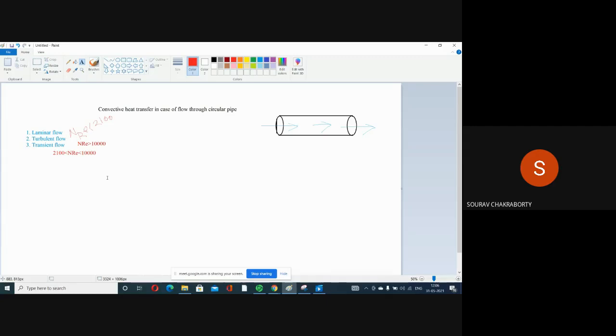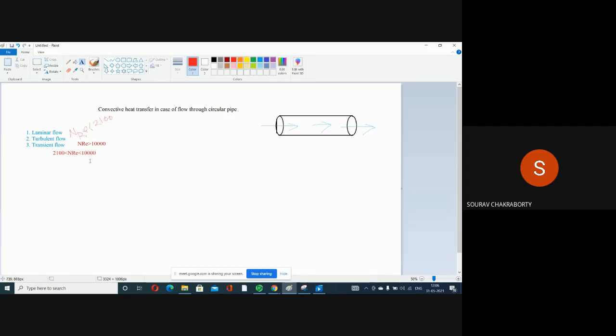So these three types of flow we know. If the fluid is flowing through a circular pipe, from fluid mechanics also you have seen, three types of flow can occur, which you can decide on the basis of Reynolds number. If your Reynolds number is less than 2100, it will be laminar flow. If it is greater than 10,000, it will be turbulent flow. And if it is in between 2100 and 10,000, it will be transient flow.